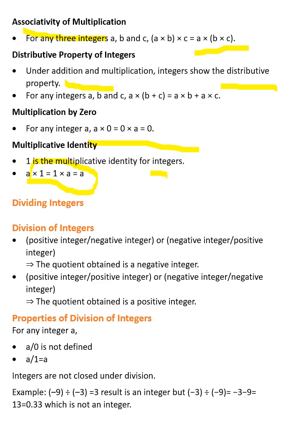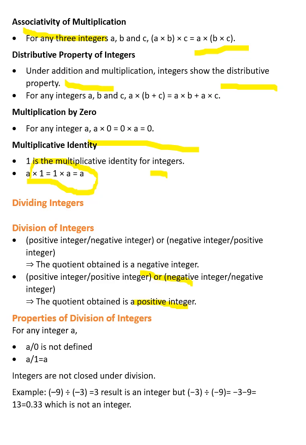Next is dividing integers. Division of integers. When you divide a positive integer by a negative integer or a negative integer by a positive integer, the quotient obtained is always a negative integer. And when you divide a positive integer by a positive integer or a negative integer by a negative integer, the quotient you obtain will always be a positive integer. You have to keep this in your mind. When you divide two integers that have different signs, positive and negative, you will get a negative answer. And when you have positive with positive division and negative with negative, you will get a positive integer.